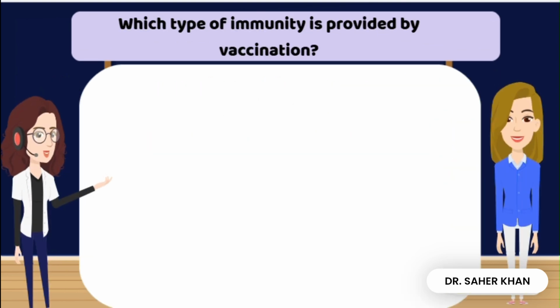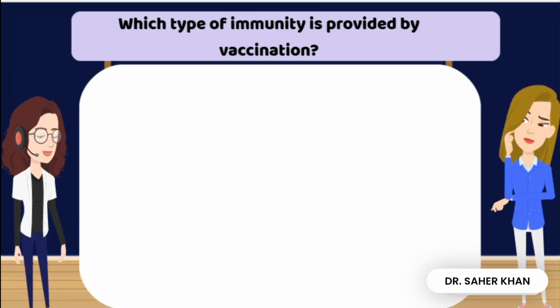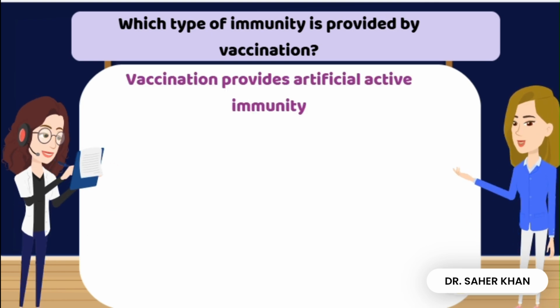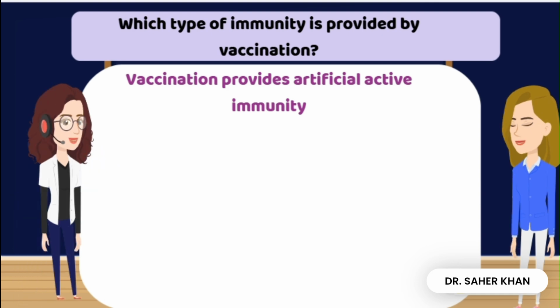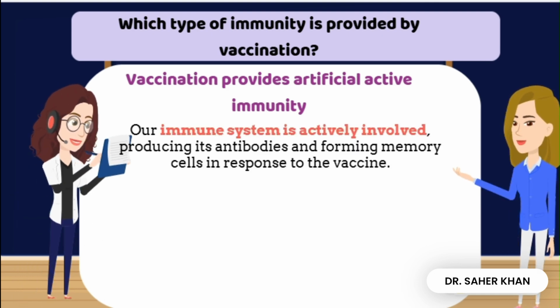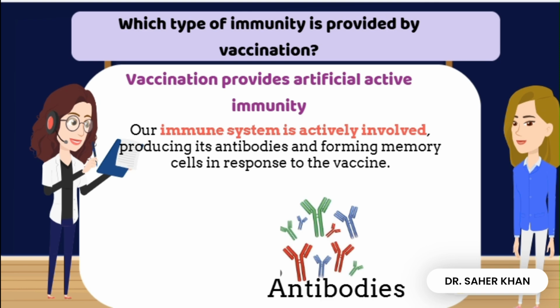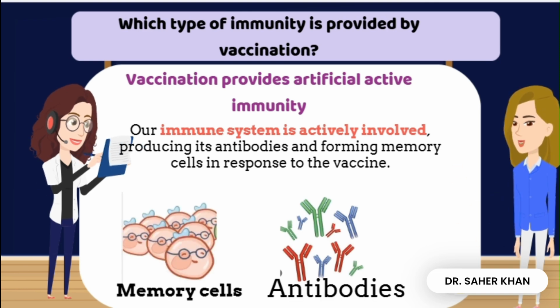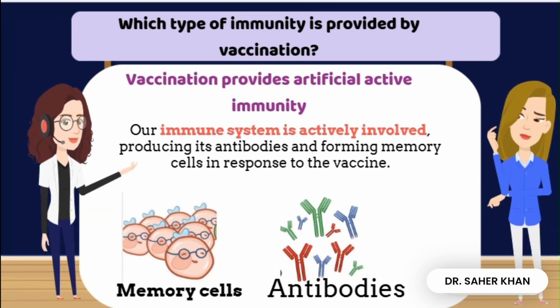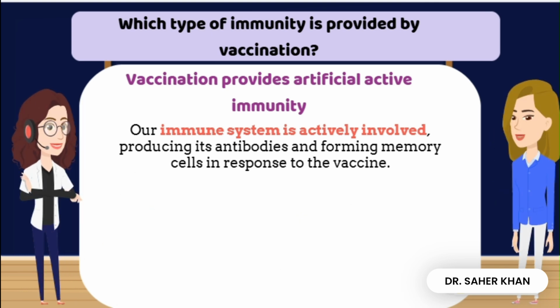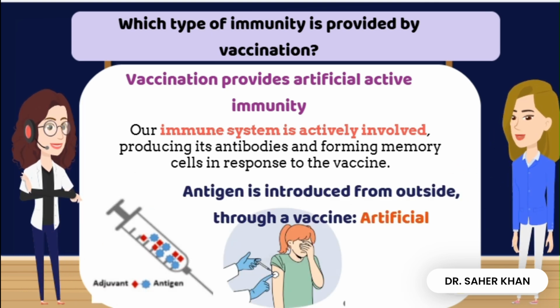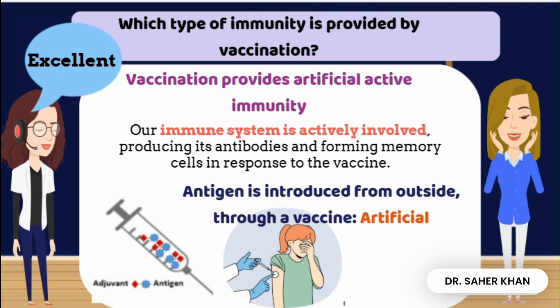Hello, your first question is, which type of immunity is provided by vaccination? Vaccination provides artificial active immunity. Good. But why is it called active? Because our own immune system is actively involved and produces antibodies and memory cells in response to the vaccine. That is why it is called active immunity. Very good. But why artificial? It is artificial because the antigen is introduced from outside through a vaccine, not by natural infection. Excellent. That means the body is prepared in advance to fight the actual pathogen.